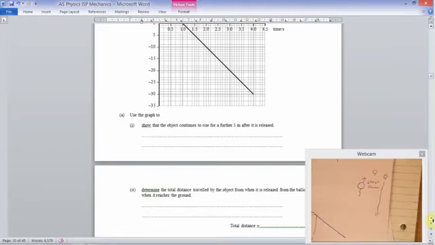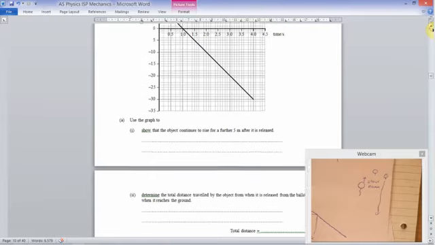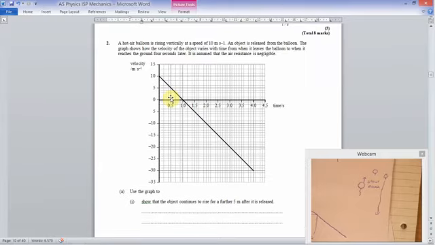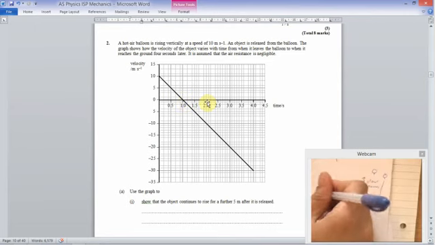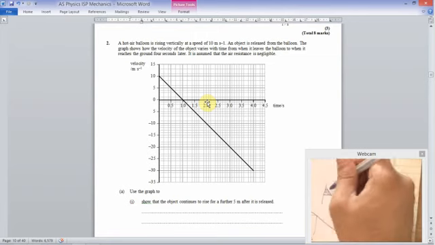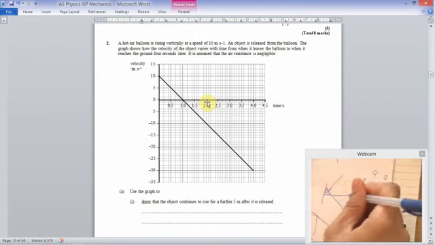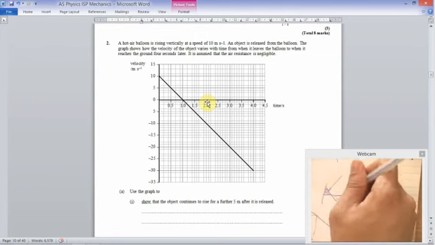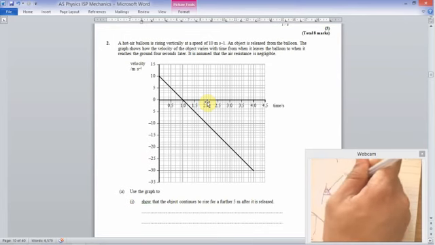Determine the total distance travelled by the object from when it's released to when it touches the ground. Well, it's gone a further 5, it's a distance, not displacement, it's the overall distance. It's gone 5 meters up. Well, how much has it gone down? Well, it's gone 4 meters. So if I just sketch this graph, you can see what I'm trying to figure out here. That's how far it goes up. This bit over here is how far it goes down. So that's up. That area there is down.